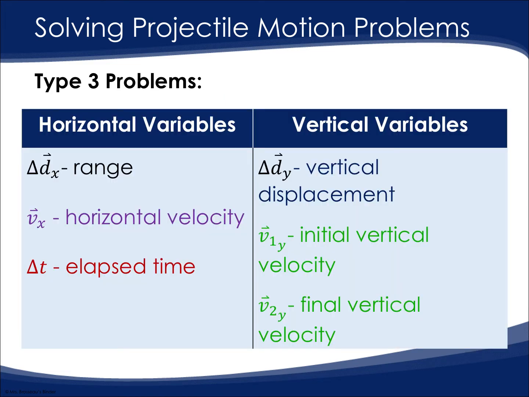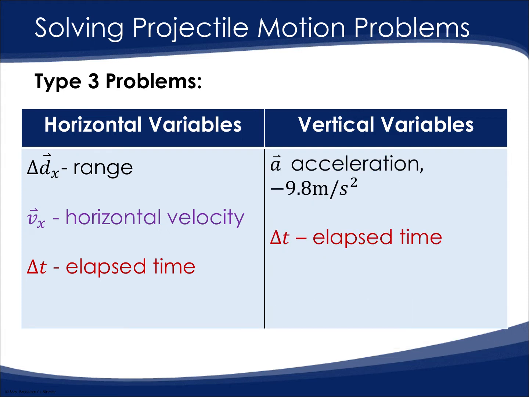Okay, so our variables are still our range, horizontal velocity, and time. Here we have vertical displacement, initial vertical, final vertical. Acceleration is still negative 9.8, and again, time is still the same for both parts.